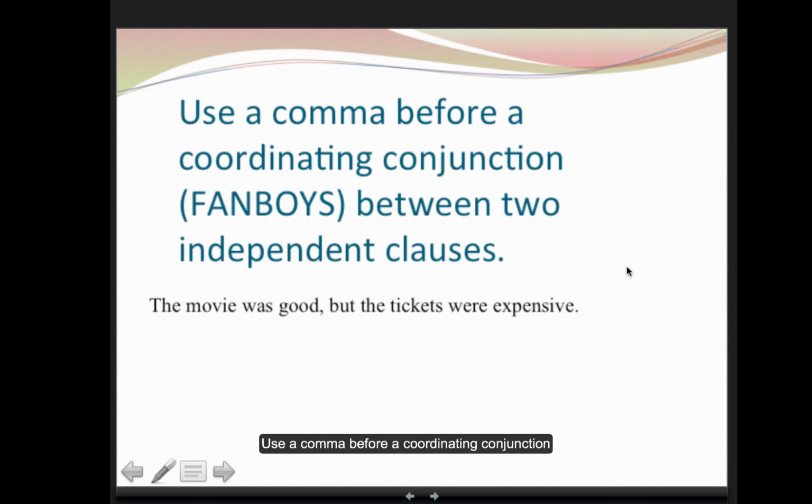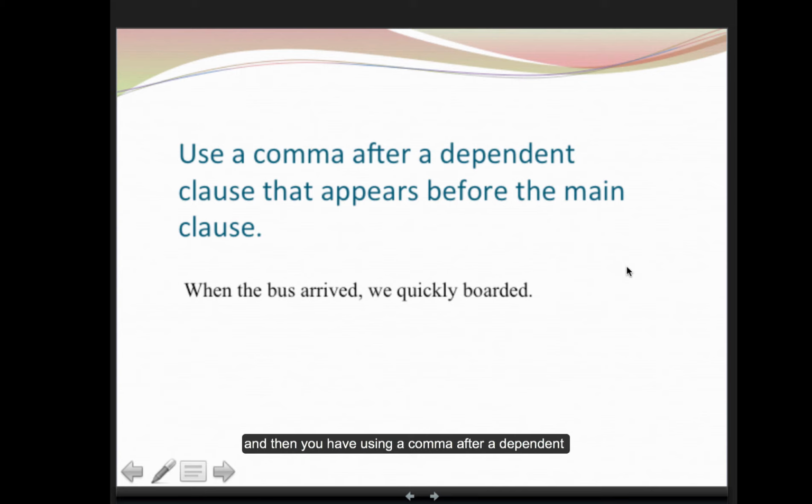Use a comma before a coordinating conjunction, like fanboys, between the two independent clauses. So fanboys have been explained within your textbook, so find that in your book. And then you have using a comma after a dependent clause that appears before a main clause.